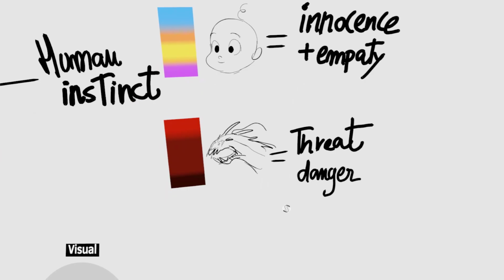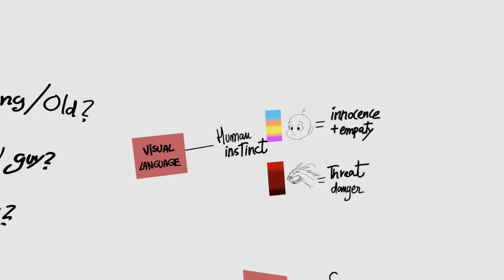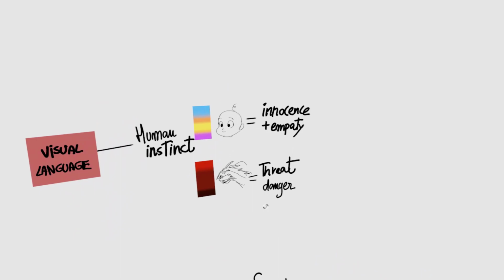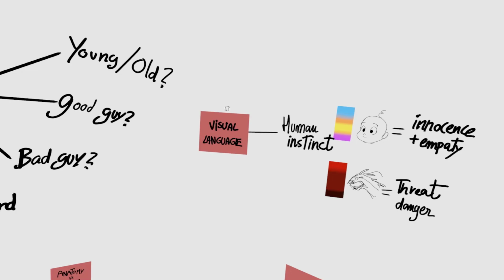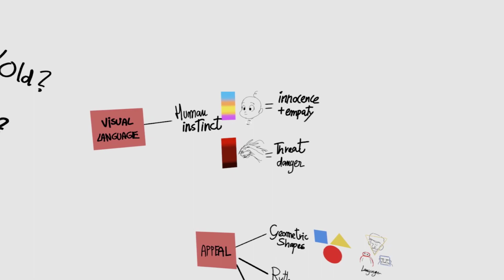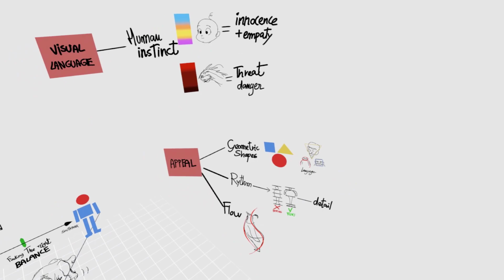All these things are very subjective and work, like I said, on a deep level, so the audience doesn't even realize the reaction they're having to the character, right? There are more things about this that you can research online, but for me these are the two spectrums, right?